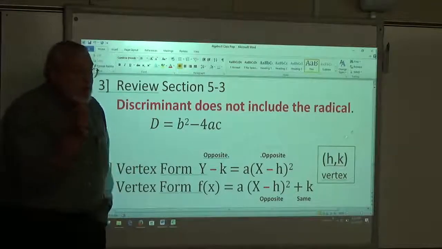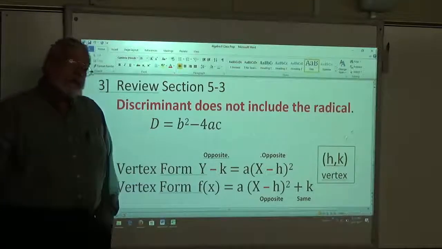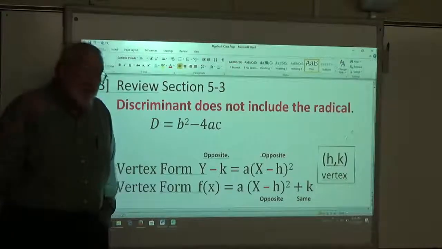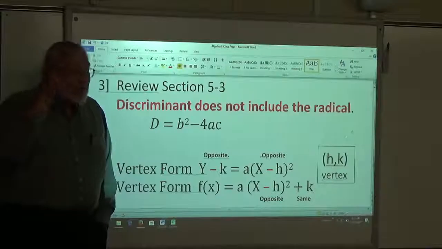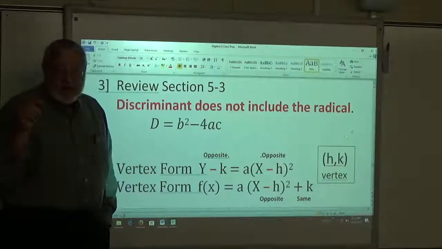And I want you to underline real solutions. Because what you get in Algebra 2 is you start dealing with the imaginary solutions. And the imaginary solutions are going to have an i with it. And the i represents the square root of -1.